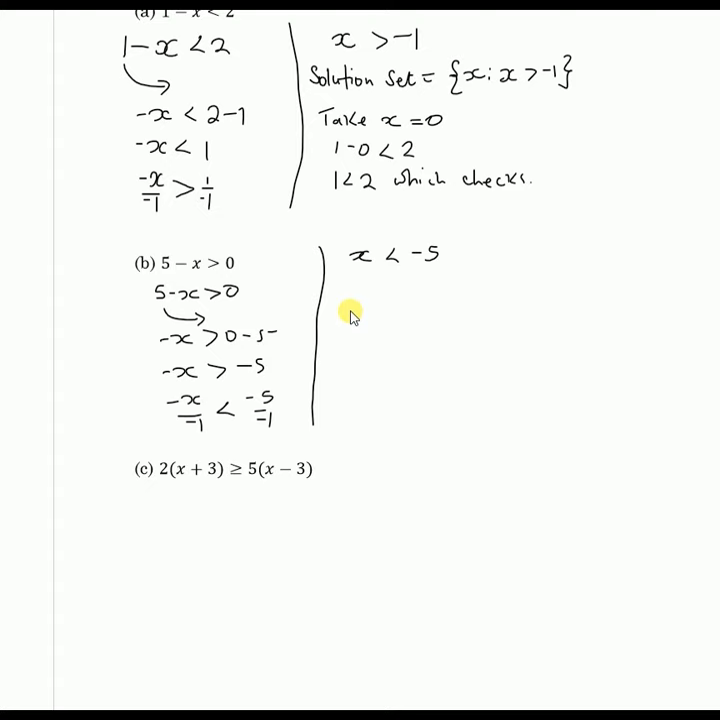We can consider any number less than negative 5 and see whether it satisfies that inequality. Take x equal to negative 6, for example. Negative 6 is less than negative 5. So when I put it there, I have 5 minus negative 6 in the place of x is greater than 0. 5 minus negative 6 is 11, greater than 0. And this one checks.